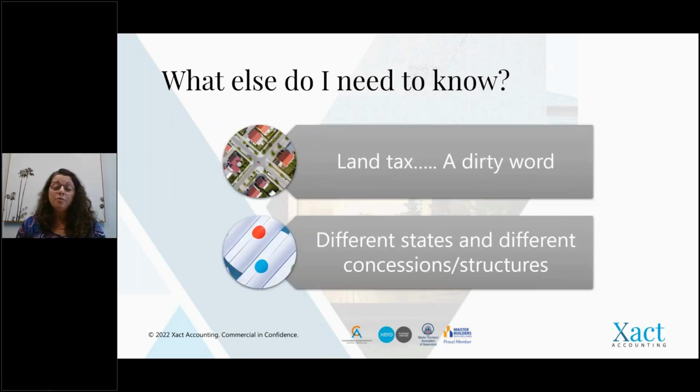What else do I need to know? Really good question. Land tax, I know, a dirty word for many, many people. And as I said, this is where the Queensland-based rules kick in. Land tax does apply in a lot of states. Northern Territory does not have land tax from memory, but a lot of the other states do. It is different in every state, and the thresholds are different and the rates are different in every state.